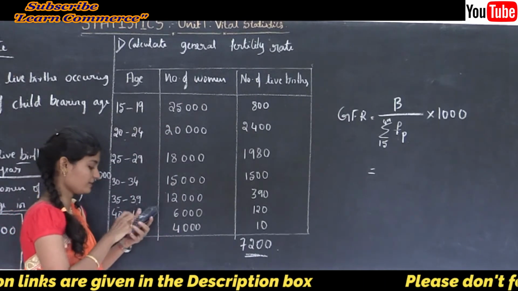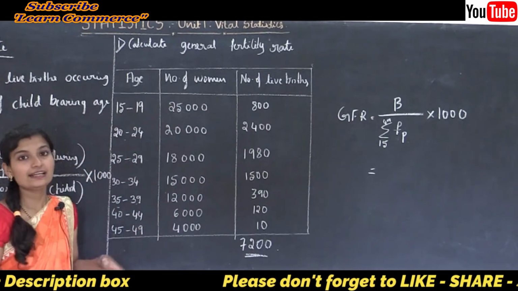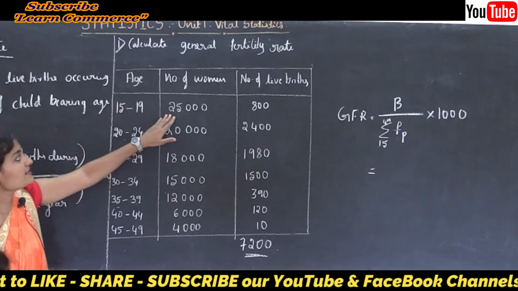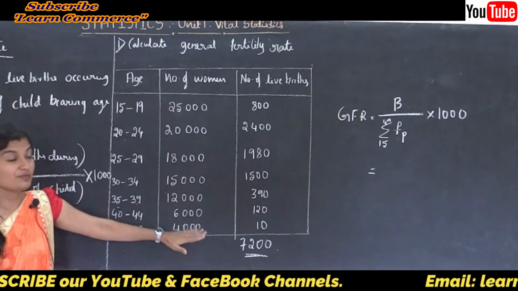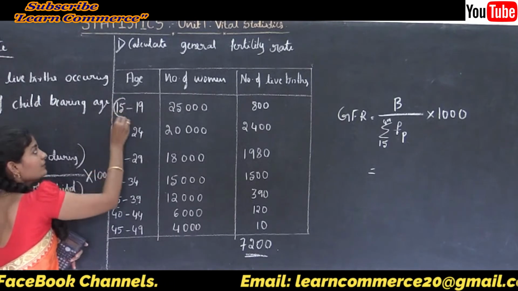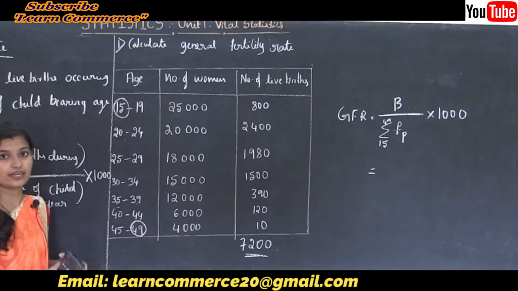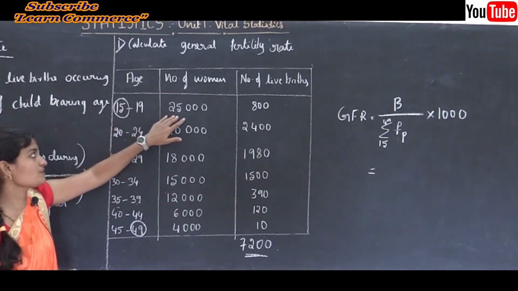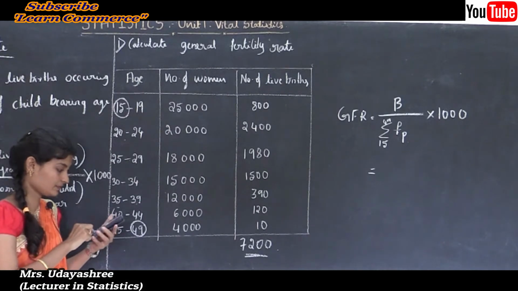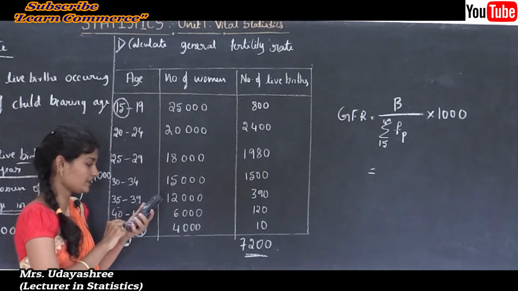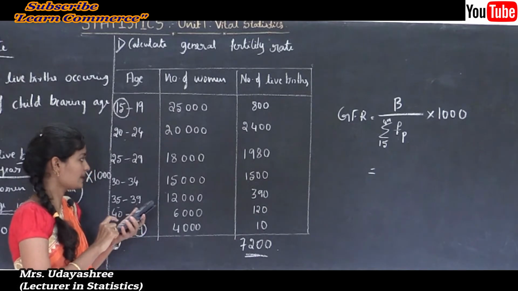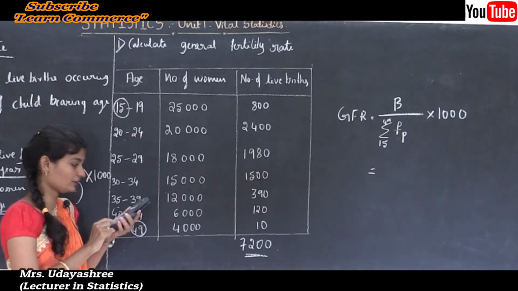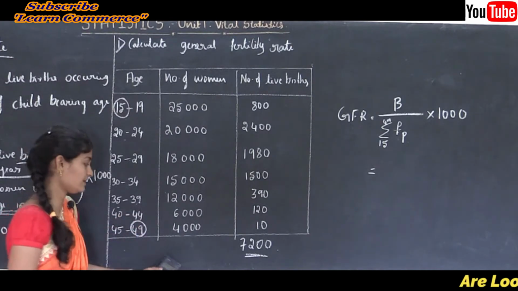Next we need to calculate the total number of women population, or total female population. Before that, see the age group. Here the age groups are given, 15 to 49 years, so we have to consider the first observation to the last observation, because this is the childbearing age of women. So in the first observation, 25,000 plus 20,000 plus 18,000 plus 15,000 plus 12,000 plus 6,000 plus 4,000, the total of this is 1 lakh.